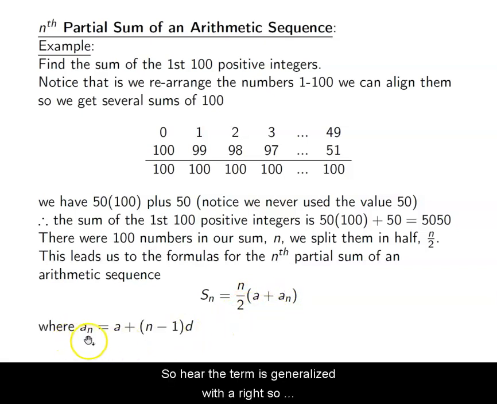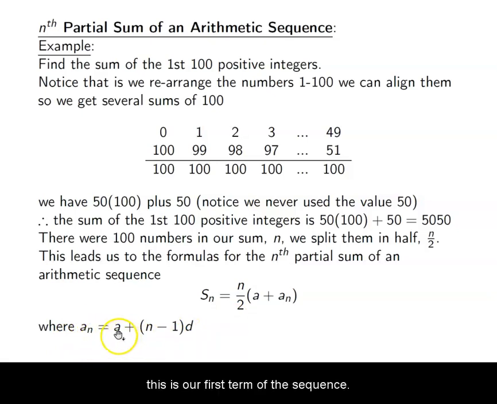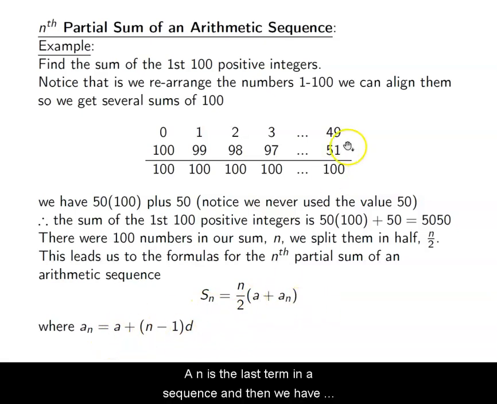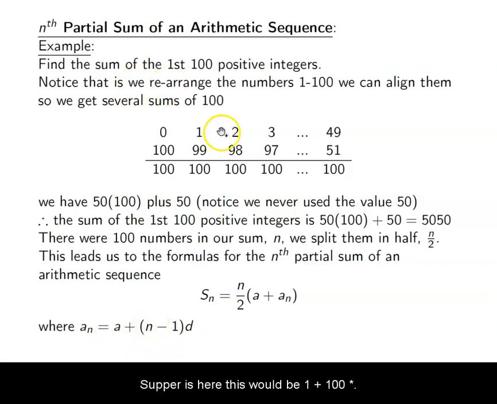So here the nth term is generalized with a. This a is our first term in the sequence. An is the last term in our sequence. And then we have the n minus 1 times d. So that's how we find the last term if we needed to, as we saw in the last example. So for us here, this would be 100 over 2 times 1 plus 100, which is 50 times 101, giving us 5,050.